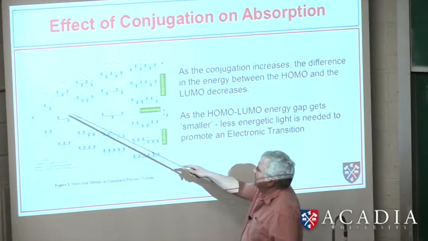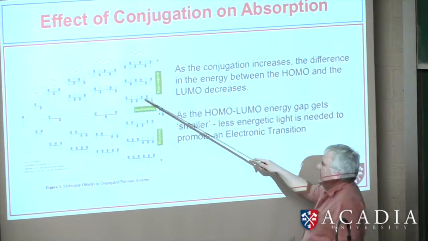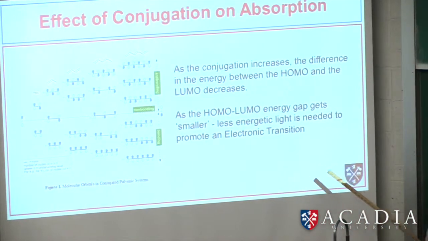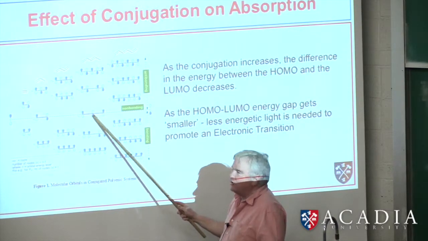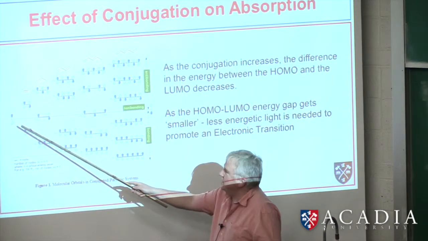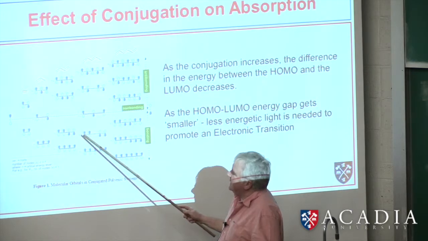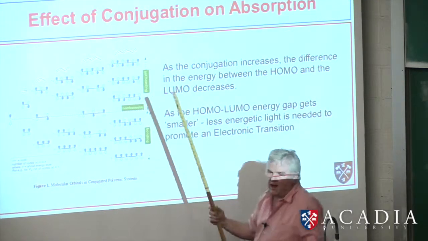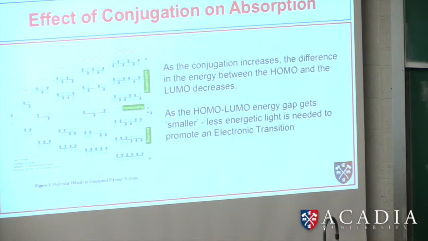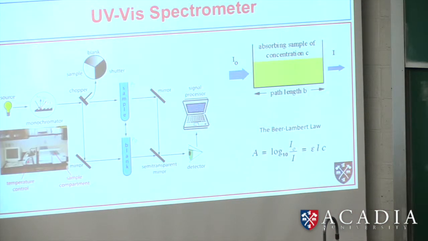So this just kind of shows you that that gap gets smaller and smaller, and we have to remember when we have odd numbers of p orbitals in a conjugated system, we have a non-bonding orbital. When we have an even number of p orbitals that we combine to make our molecular orbitals, we don't have a non-bonding orbital. We can probe these things using a UV-vis spectrometer.